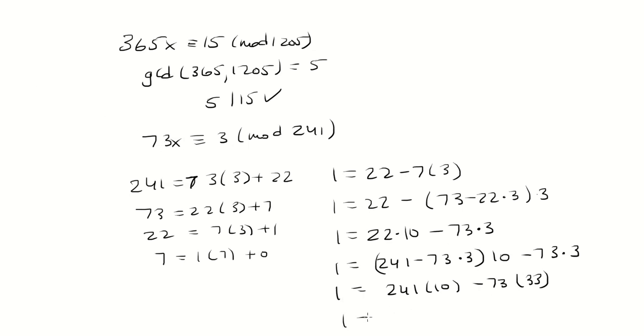So I'm actually going to rewrite this as plus 73 times negative 33. So the multiplicative inverse of 73 will just be negative 33. So what that means is 73 times negative 33 is congruent to 1 mod 241.